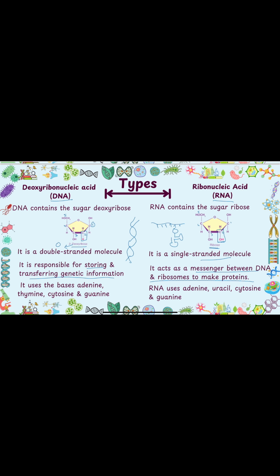Also, there is another type of RNA which is called transfer RNA, which helps to bring the amino acid from the cytoplasm to the site of protein synthesis. Then we have ribosomal RNA, which also helps to make proteins. DNA uses the bases adenine, thymine, cytosine, and guanine, while RNA uses adenine, uracil, cytosine, and guanine. So it means that thymine is absent in RNA and uracil is absent in DNA, right?